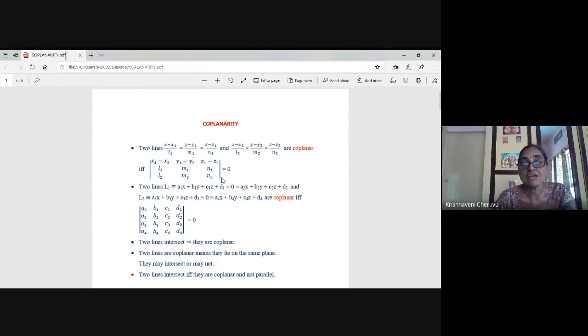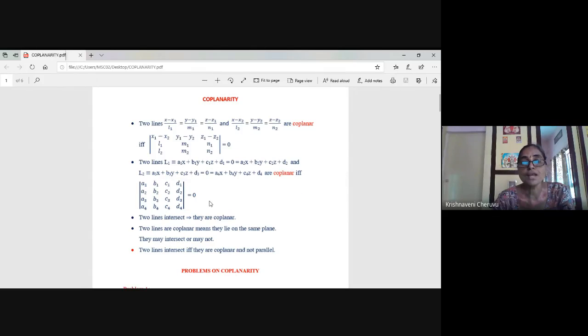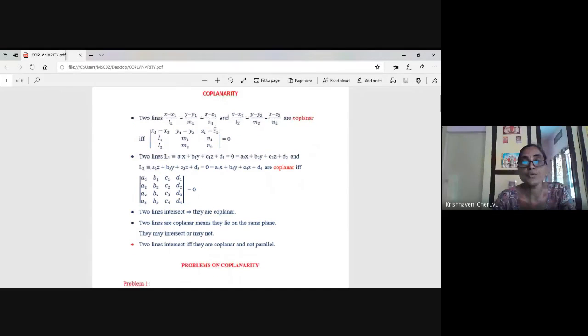Now see the second formula. In the first formula, both the lines are symmetric, whereas in the second formula, you have two lines which are unsymmetric. The first line is the intersection of two planes. a1x plus b1y plus c1z plus d1 is equal to 0 is one of the planes. a2x plus b2y plus c2z plus d2 is equal to 0 is another plane. When these two planes intersect, you get the line L1. So this form of a line is called the unsymmetrical form.